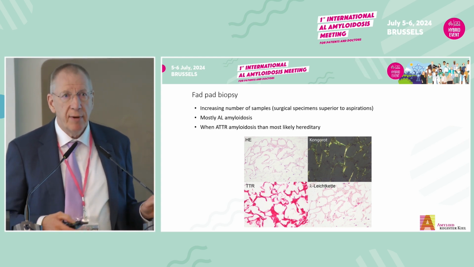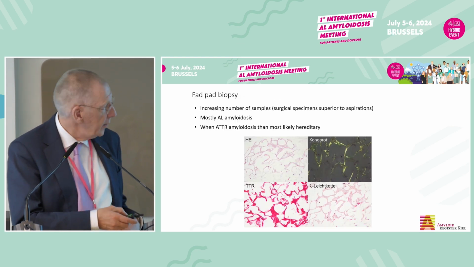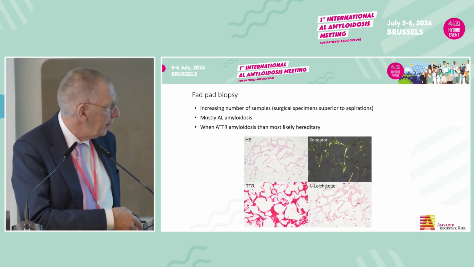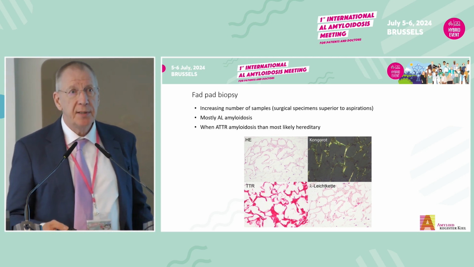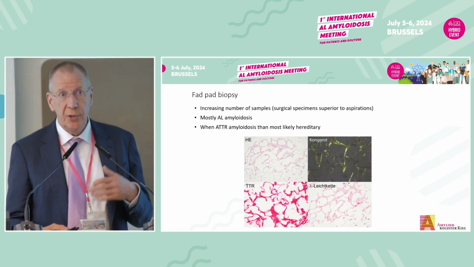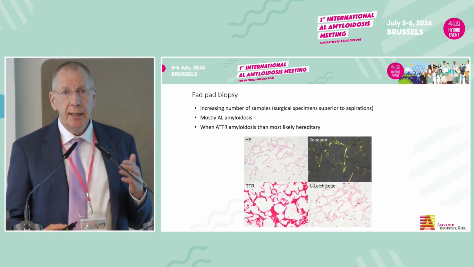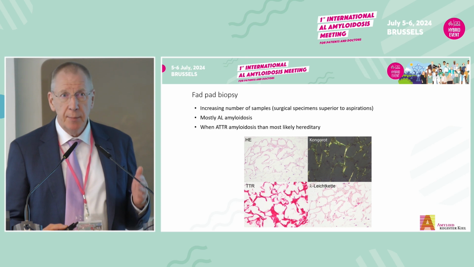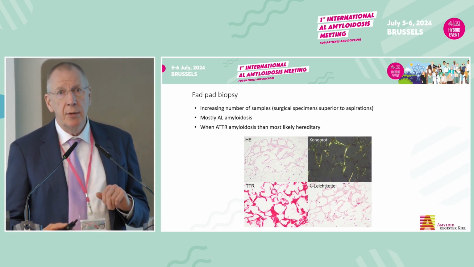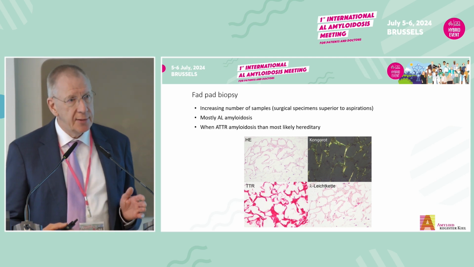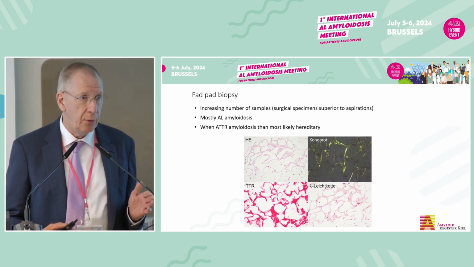ATTR amyloid very rarely presents in fat pad biopsy, so I show here an example, but really this is a rarity. There are different ways to take a fat pad biopsy. You can take a syringe or you can do a surgical procedure. I recommend a surgical procedure because there is a risk of sampling error. Sometimes amyloid deposits can be very sparse in the fat pad biopsy. So if there is a chance, take a surgical resection specimen to get enough material for recognizing amyloid.